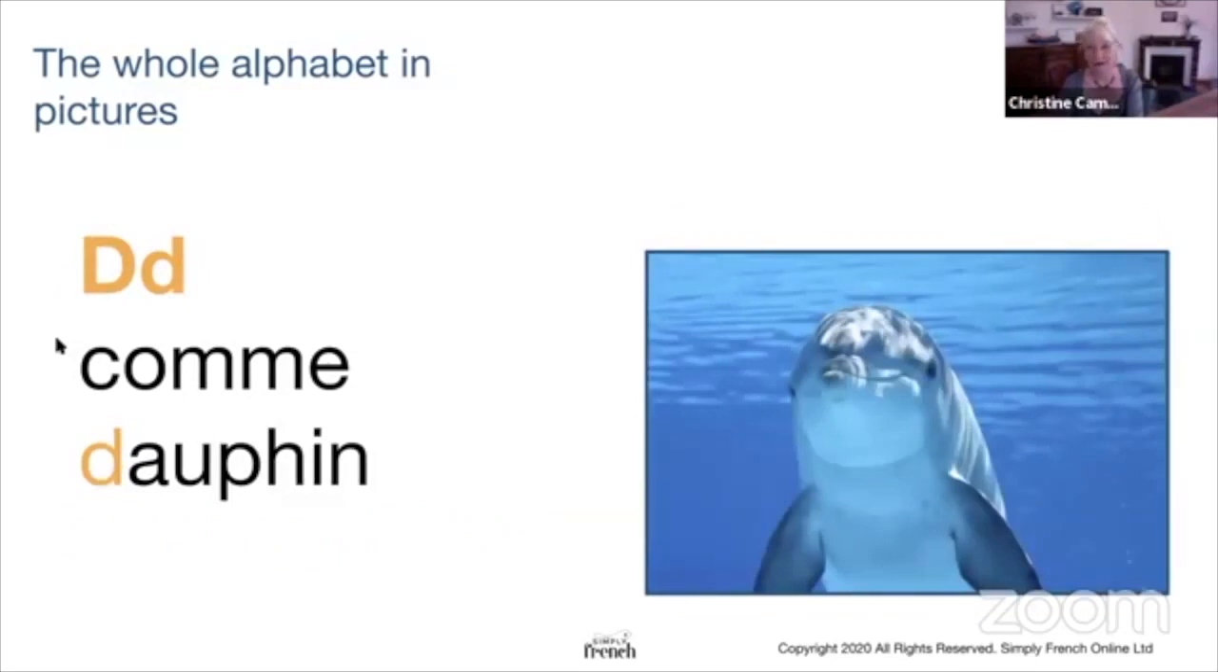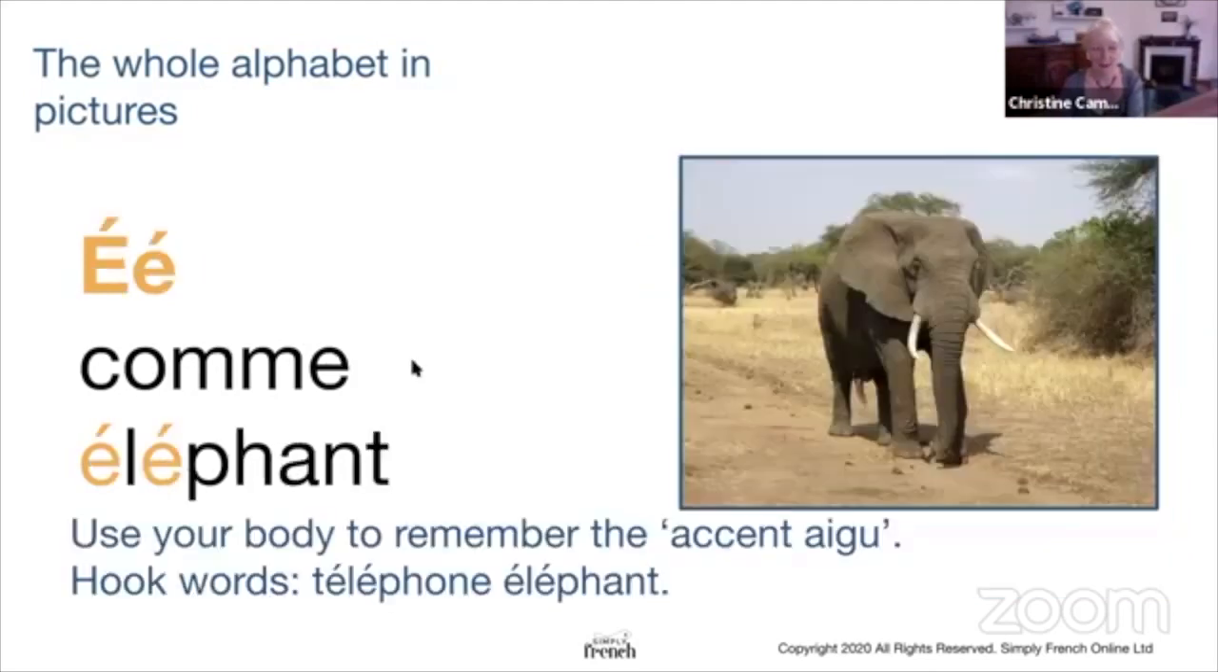D comme dauphin. E comme éléphant. Now use your body. You take your arm straight across as if it was a square from corner to corner. Use your body to remember the accent aigu. That's the E acute. My hook words are téléphone and éléphant. The sound goes up as well. The accent goes up. Éléphant.